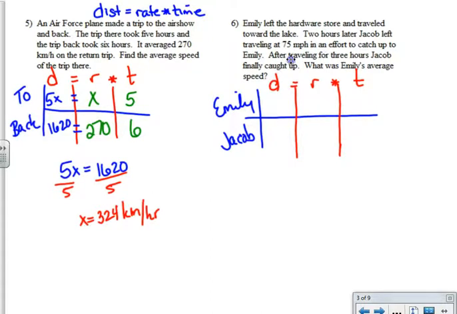Traveling 75 miles per hour. So Jacob's rate is 75 miles per hour. And then he's going to catch up to Emily. So I don't know Emily's rate right now, and I think that's probably going to be our variable because if I read the question, they want to know what was Emily's speed. And right there, that tells you what your x should represent.